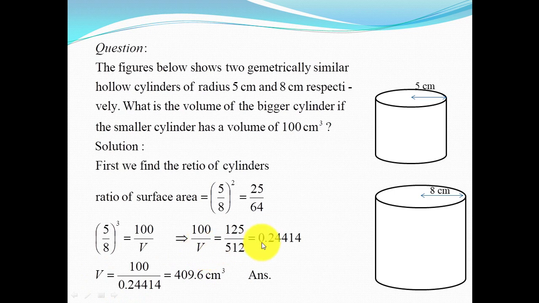Now we take the cross multiplication, and V becomes here, and this term becomes the denominator of the 100. This will be equal to 409.6 centimeter cube. This is the answer. Now you see that this is a very small problem, but it's all in the statement. We want to understand the statement, what is actually given, and which direction we have to adopt.